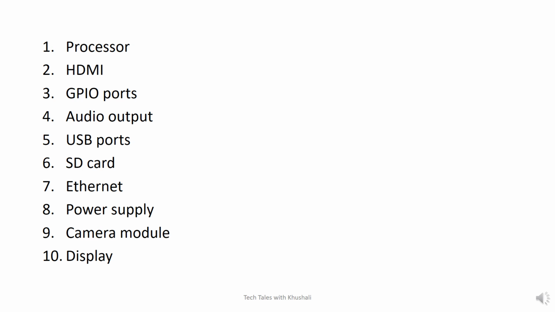And the last is display. Display Serial Interface is used for connecting an LCD to Raspberry Pi using 15-pin ribbon cables. DSI provides a high resolution display interface that is specifically used for sending video data.